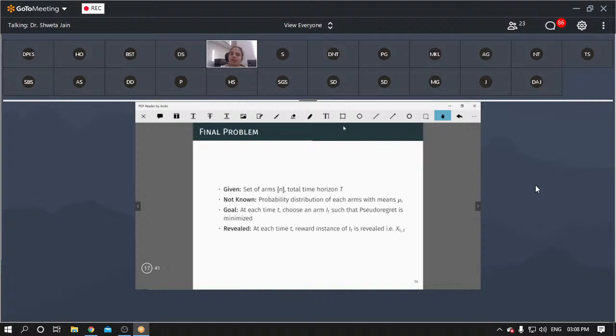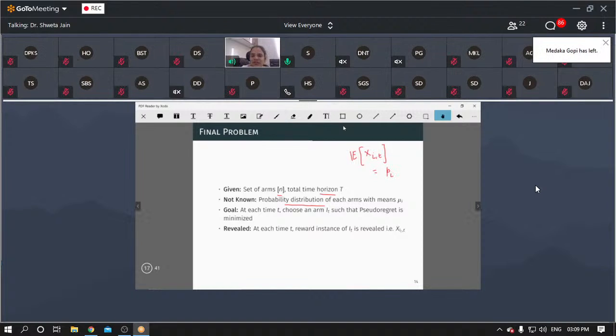So far so good. What is the final problem? The set of arms n is given, the total time horizon T is given. You don't know the probability distribution of each arm, and since we are in the 0, 1 setting, we have that the expectation of x_{i,t} is going to be the probability p_i. Here I have just made a small change that instead of p_i, I will be using mu_i because this also represents the mean.